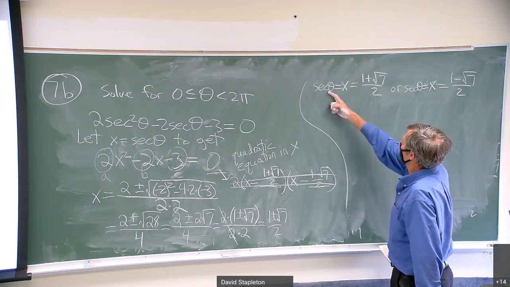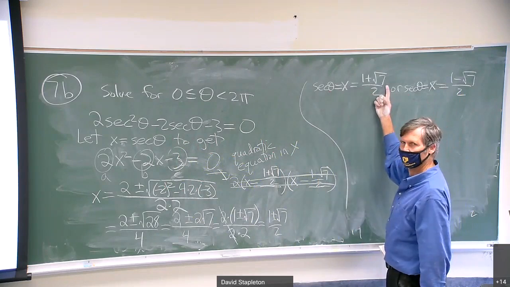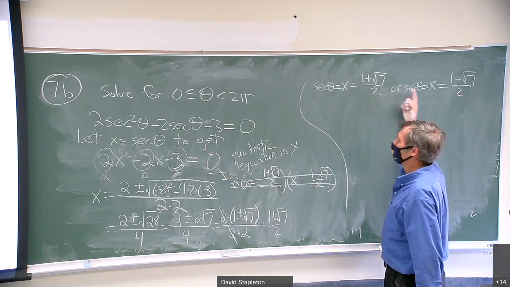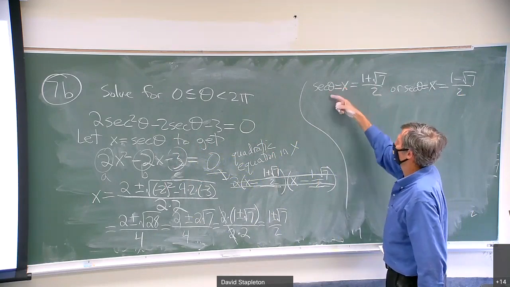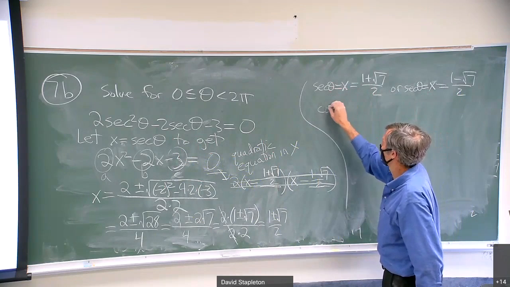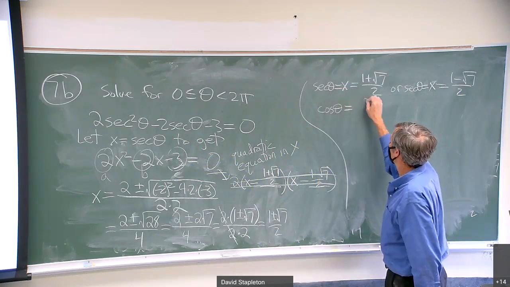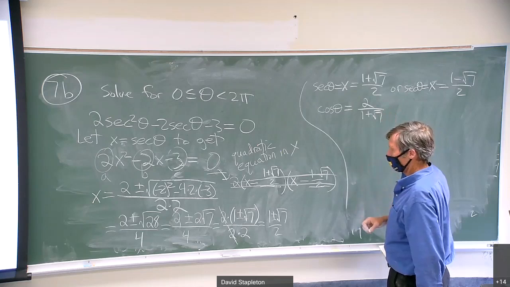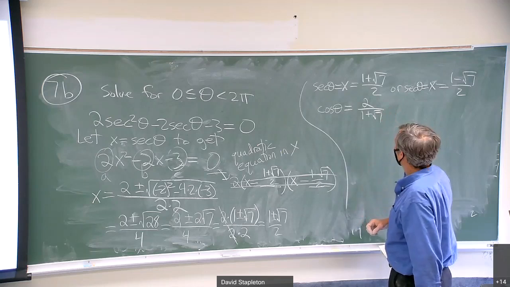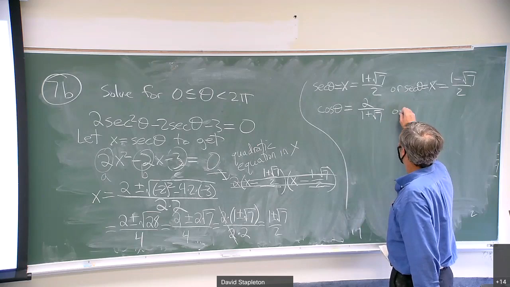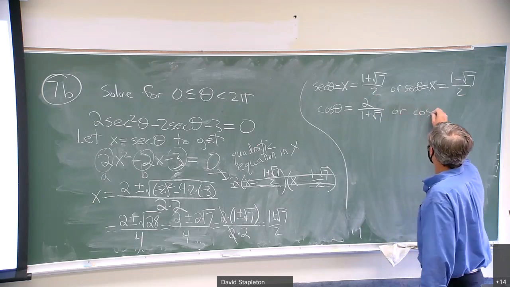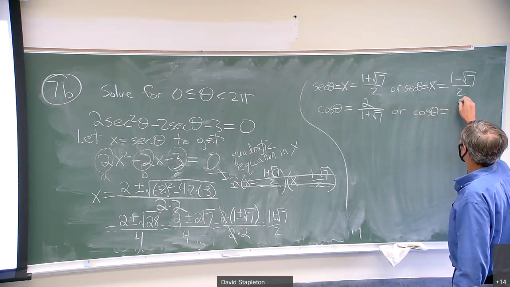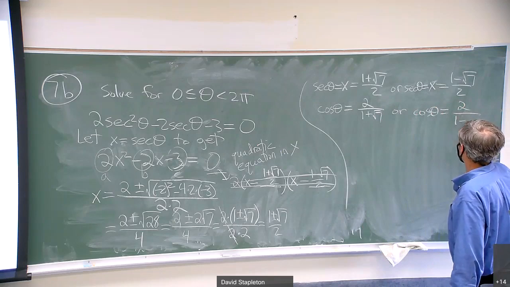How do we solve secant equal a number? Remember? Rewrite it as cosine, right? If these two are equal, their reciprocals are equal. Cosine theta is 2 over 1 plus square root 7. And this one is cosine theta equals 2 over 1 minus square root 7.